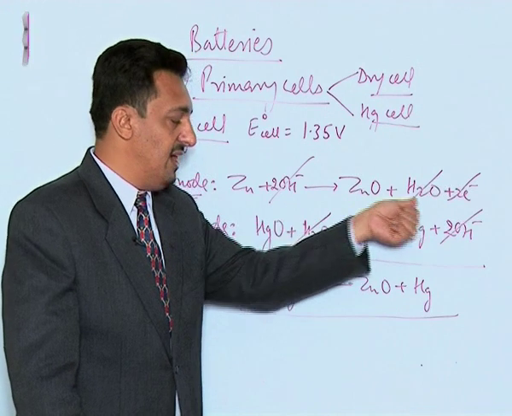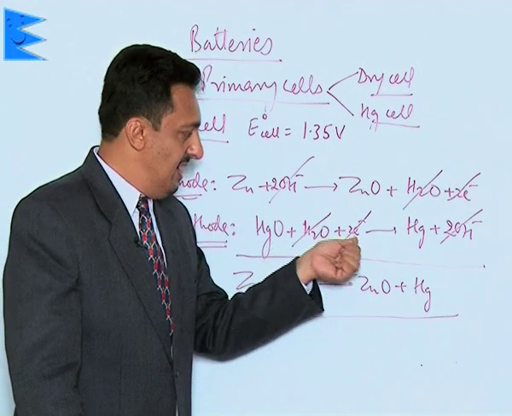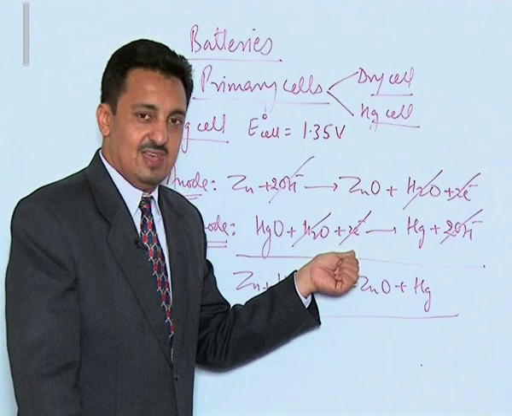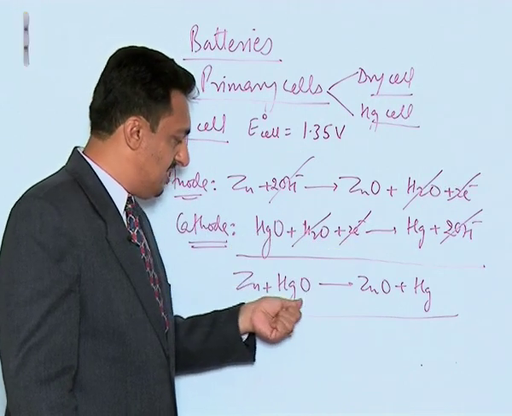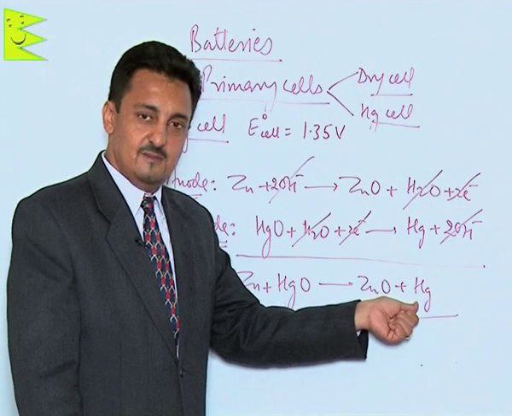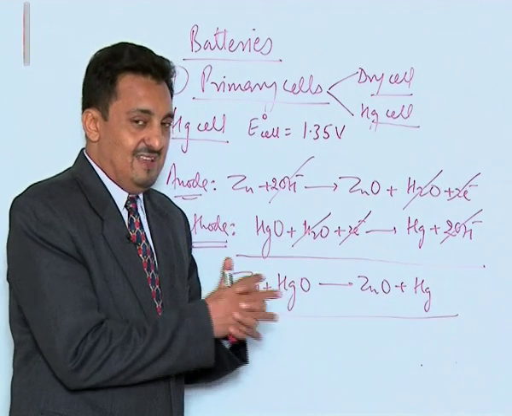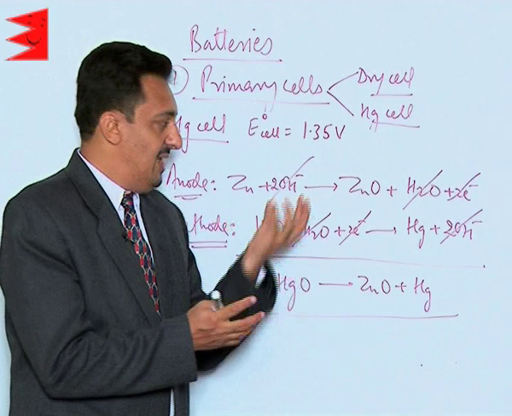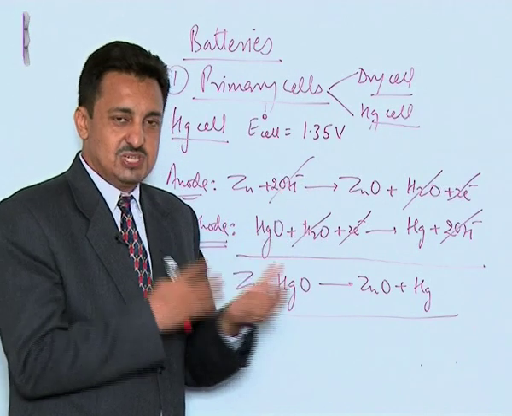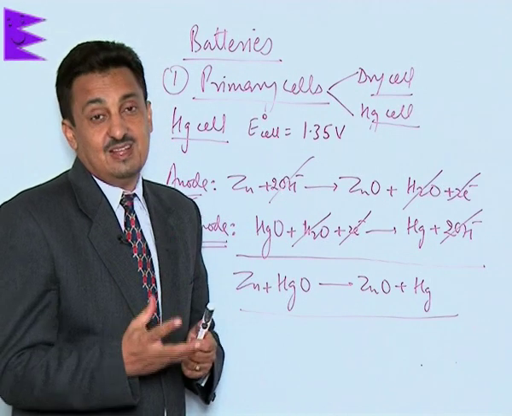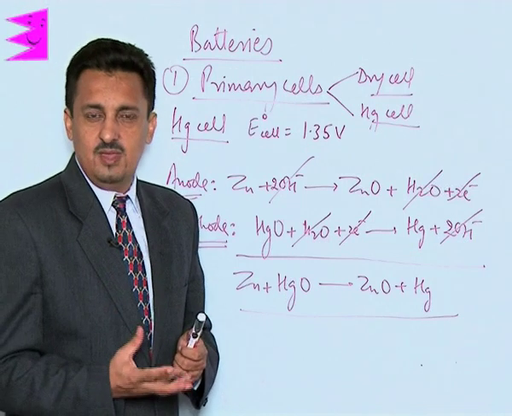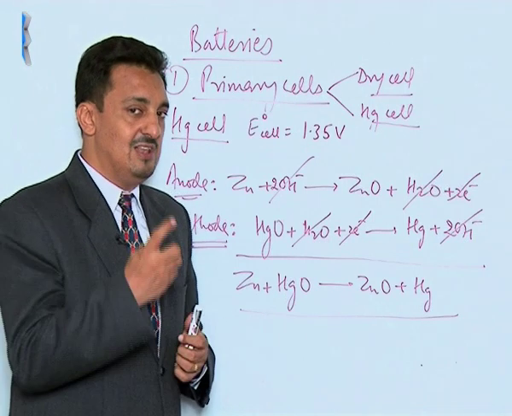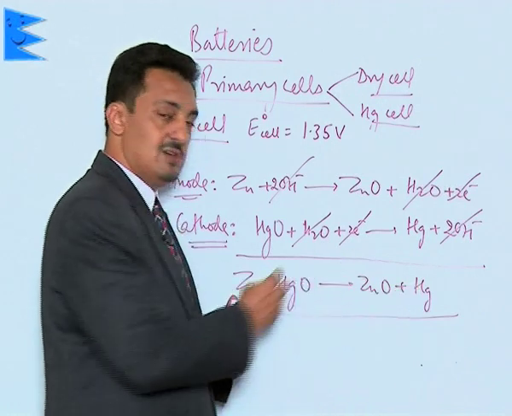The water formed and water consumed are again the same, and the electrons produced and consumed are again the same, so they get cancelled. The overall reaction comes out to be zinc reacting with mercury oxide, forming zinc oxide and mercury. What we find in this cell is that the main electrolyte OH minus ion, which is the main charge carrier in the cell, remains at the same concentration. So there is no potential drop problem, and the cell gives a constant voltage till all the mercury oxide gets converted to mercury.